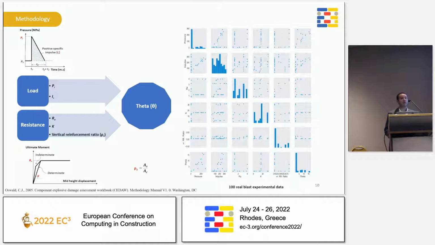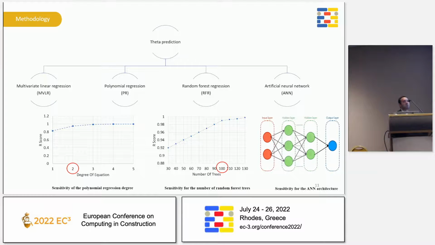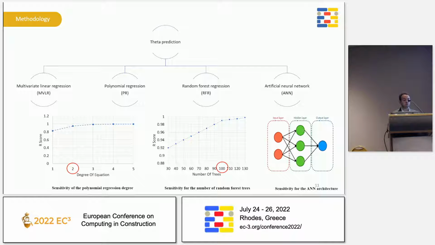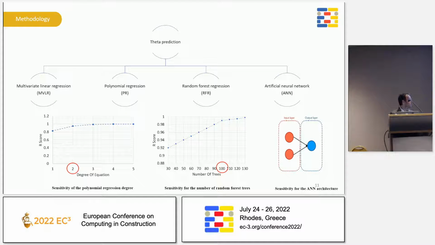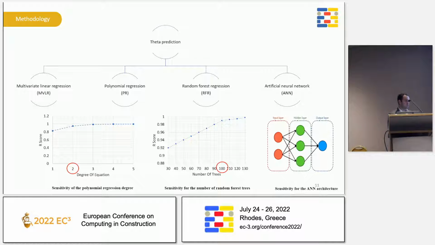So we used an experimental published database from the ConWeb database, which had 100 experimental data points covering a number of aspects. It's well known that 100 points is not a huge data set. However, within the interval of this data set, it can give us an idea about the data that we are developing. So for our methodology, we used several techniques. We used multivariate linear regression and polynomial regression. We used random forest regression, and finally we used artificial neural networks.